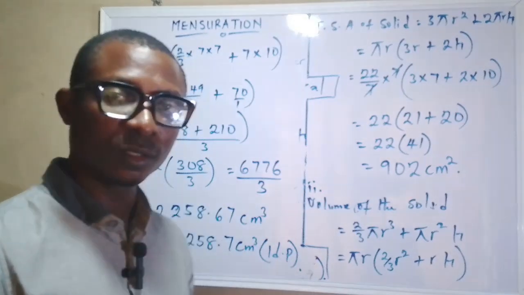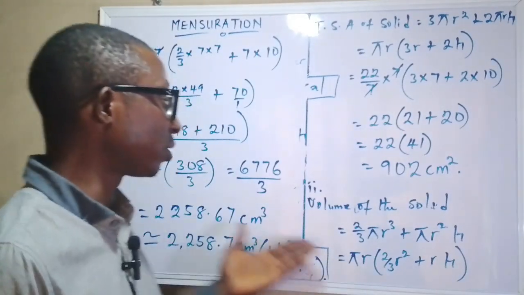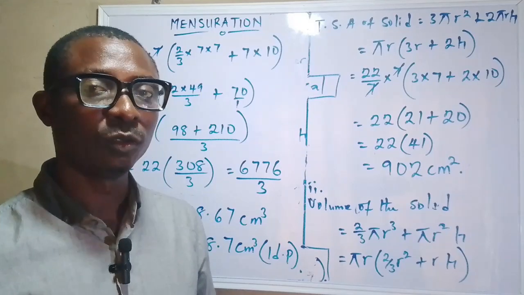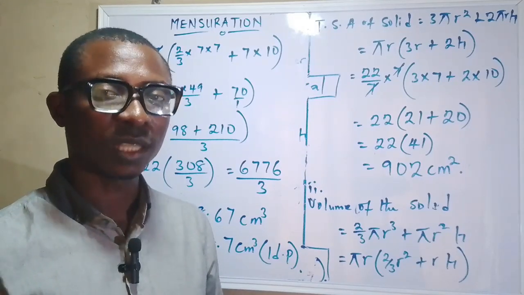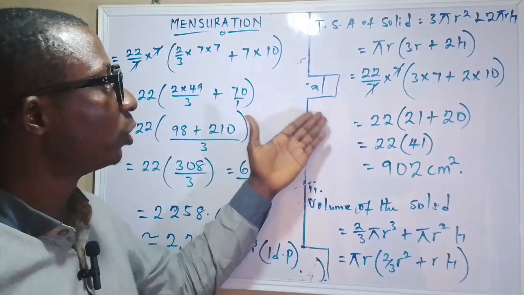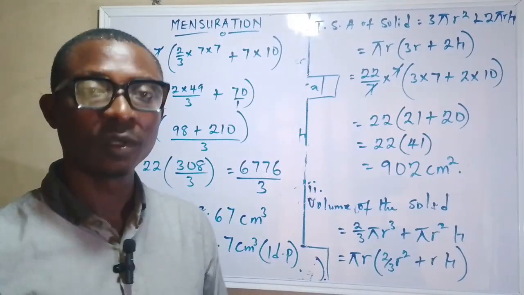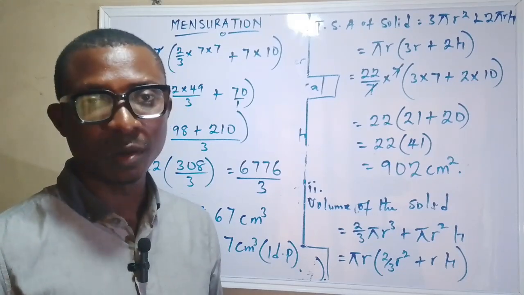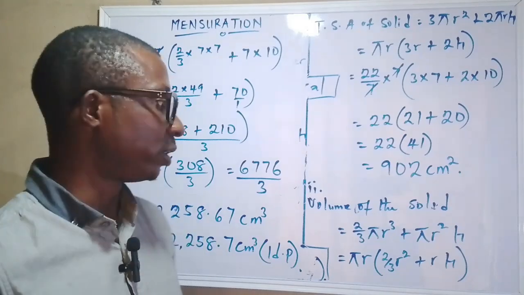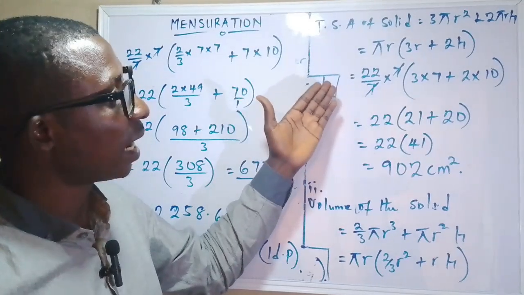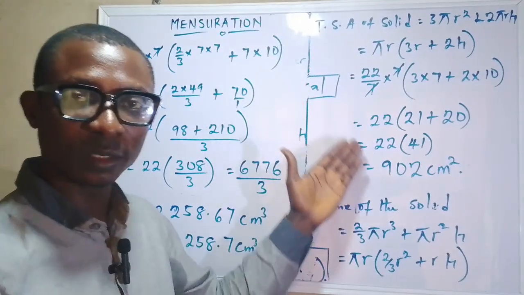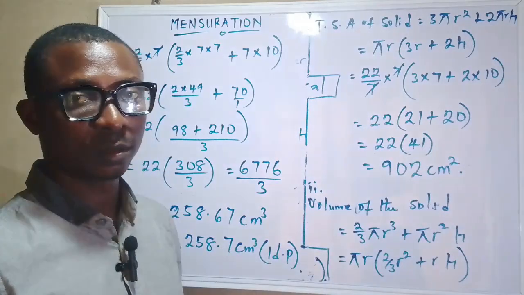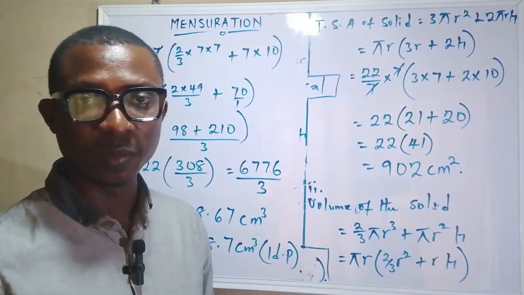Just like I used to say in my videos, whenever you are solving a mathematics problem, always try as much as possible to be simple. Your working should be explanatory enough. Don't jump steps. For those of you that will be writing WAEC and NECO, marks are awarded to methods. Don't jump methods. Once you jump, you'll be losing marks.